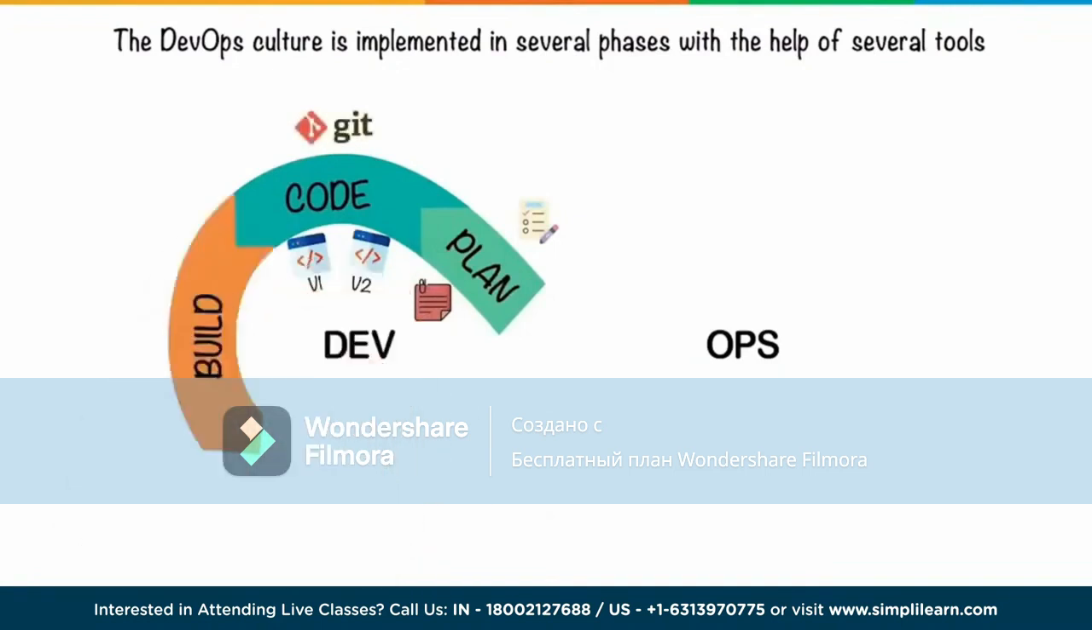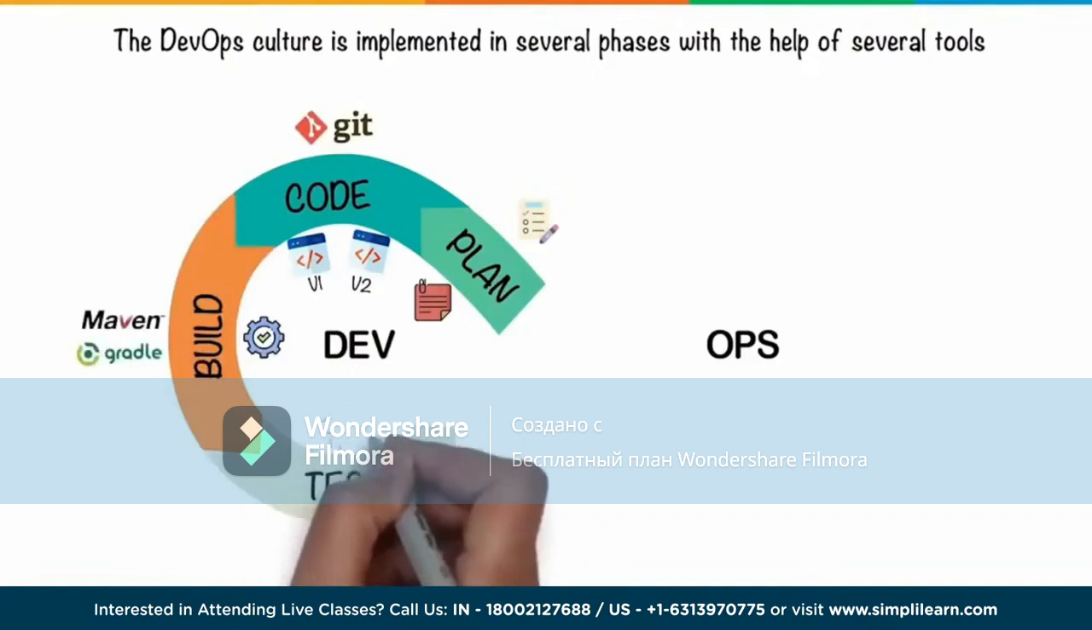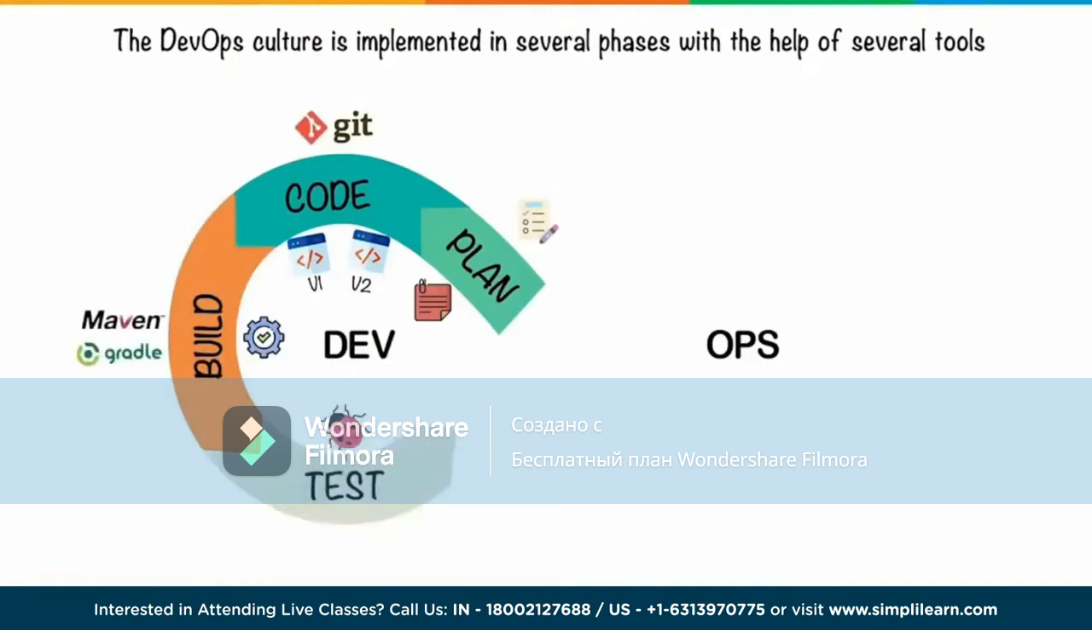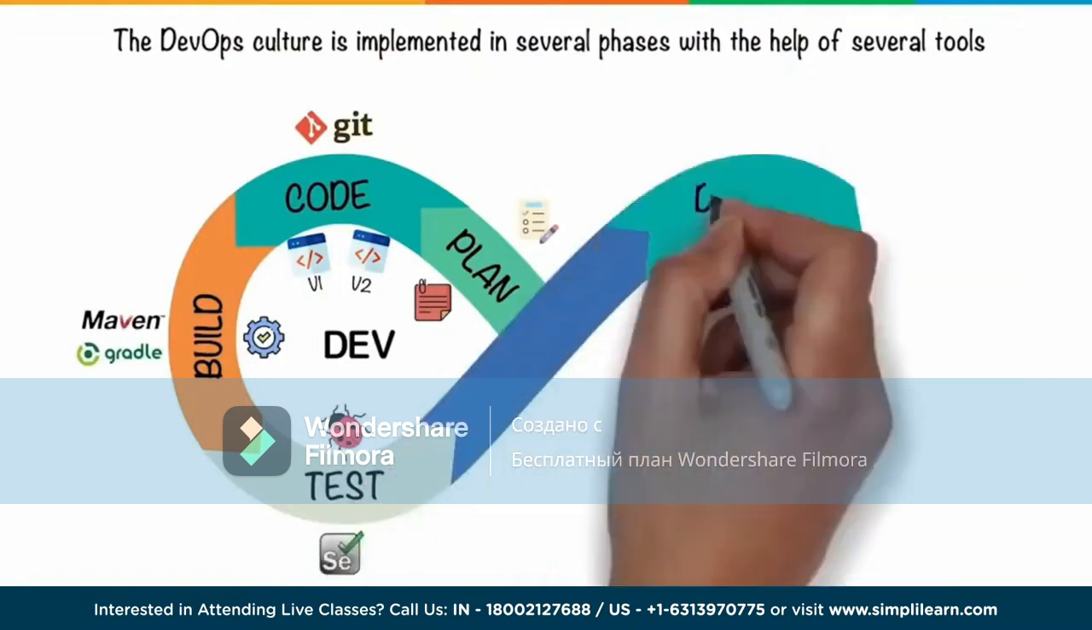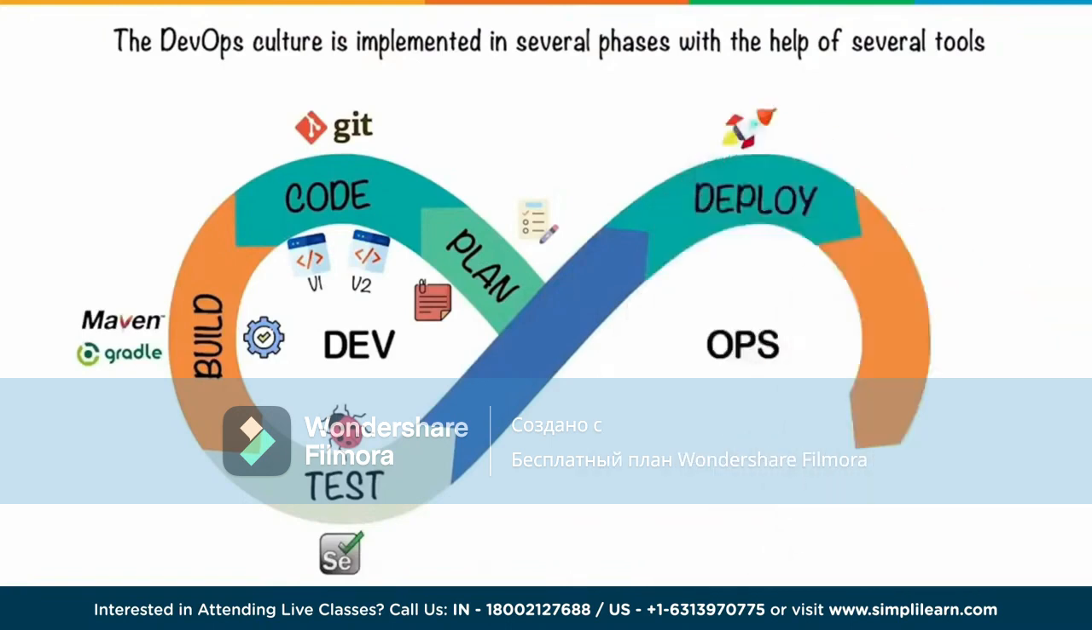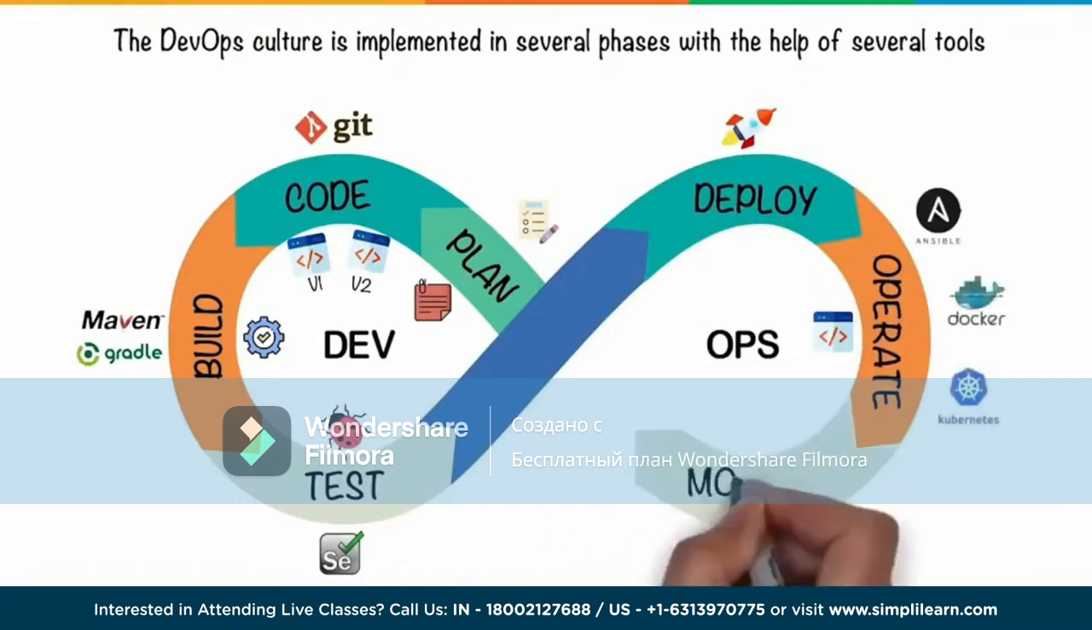The code is then made executable with tools like Maven and Gradle in the build stage. After the code is successfully built, it is then tested for any bugs or errors. The most popular tool for automation testing is Selenium. Once the code has passed several manual and automated tests, we can say that it is ready for deployment and is sent to the operations team. The operations team now deploys the code to the working environment. The most prominent tools used to automate these phases are Ansible, Docker, and Kubernetes. After the deployment, the product is continuously monitored.